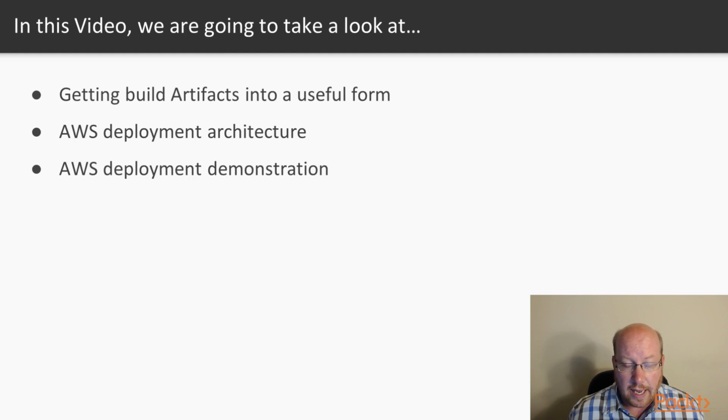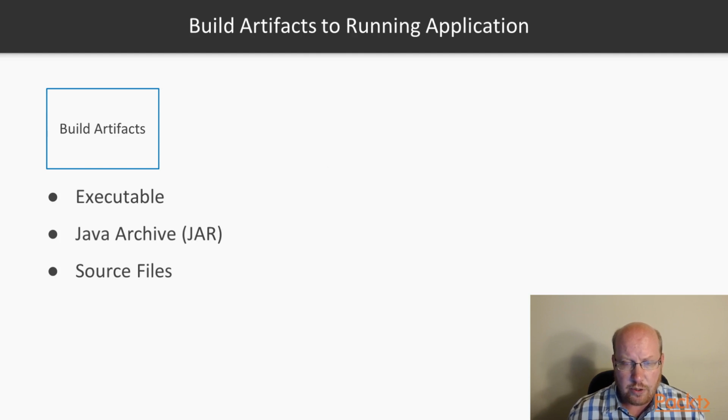In this video, we'll look at getting our build artifacts into a usable form. We'll look at an example AWS deployment architecture, and we'll do a brief demonstration. So when we talk about build artifacts, we really talk about taking some piece of software that we've written or otherwise gotten, putting it into a state where we can run it. That might be a native executable, it might be something like a Java jar file, or it might just be the source files for something like Python or Node.js.